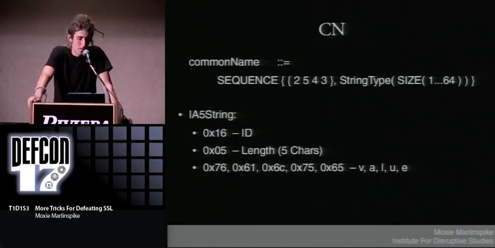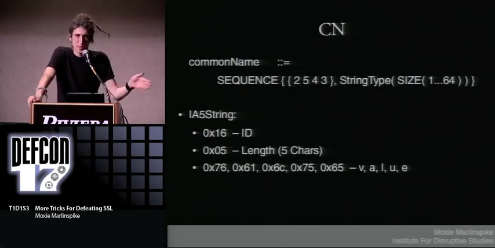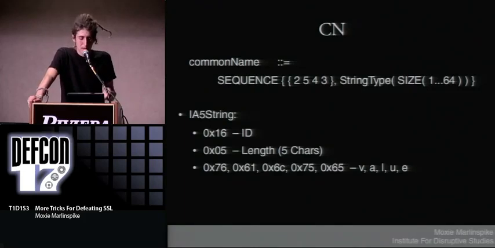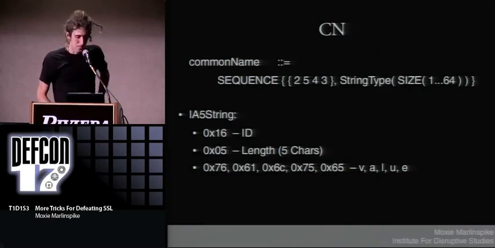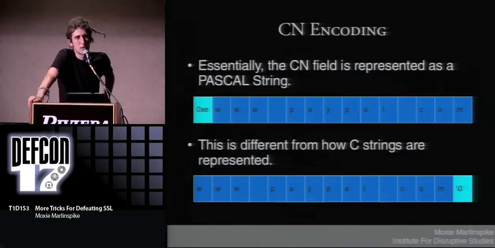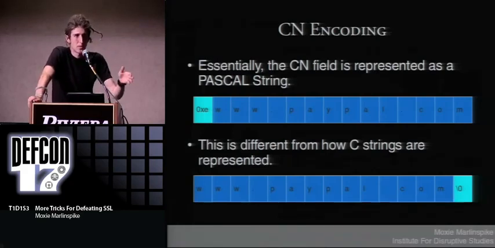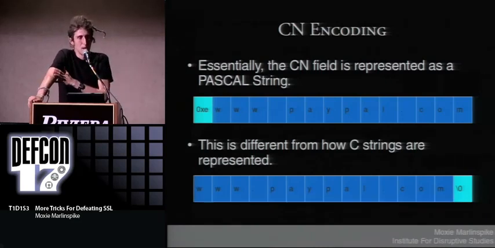An IA5 string looks like this. There's a 1 byte value that identifies it as an IA5 string, 0x16. And then there's a 1 byte length field that specifies the length of the string to follow. And then there's the actual value of the string, 1 byte per character, the ASCII byte per character. So essentially, the common name field is a Pascal string. If people remember Pascal strings, the way it worked was there was a preceding length field for every string that's X number of bytes, and it would specify the length of the string to follow.